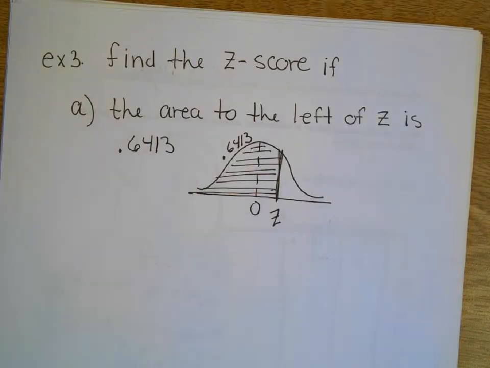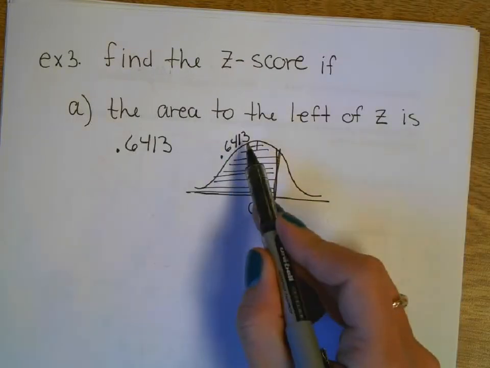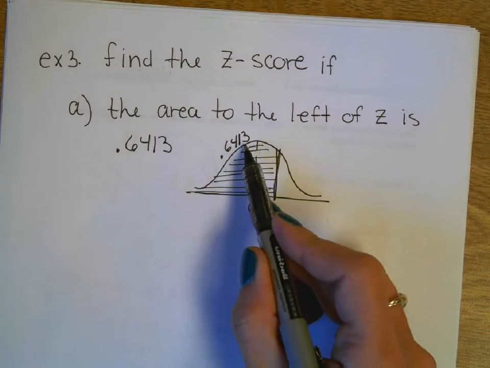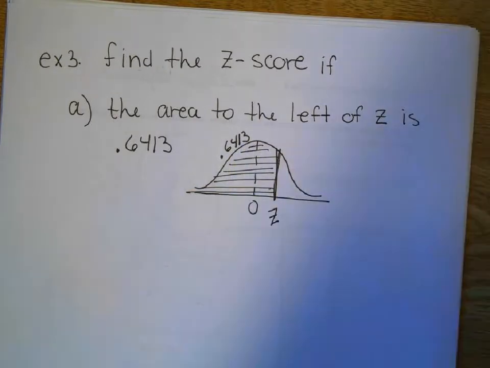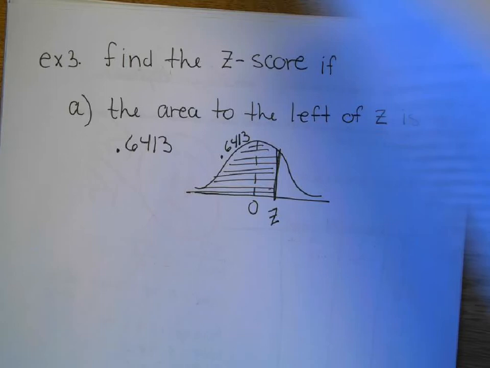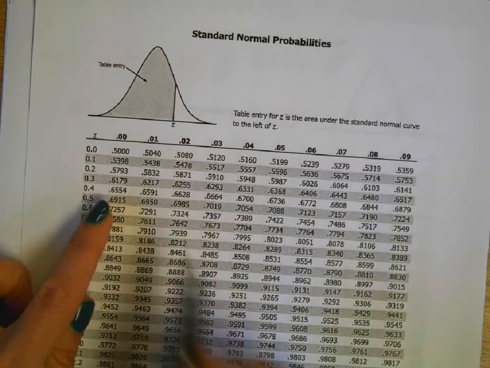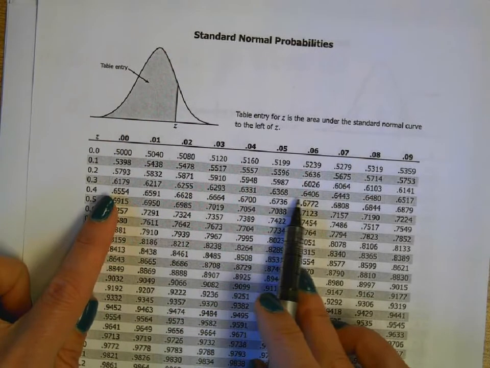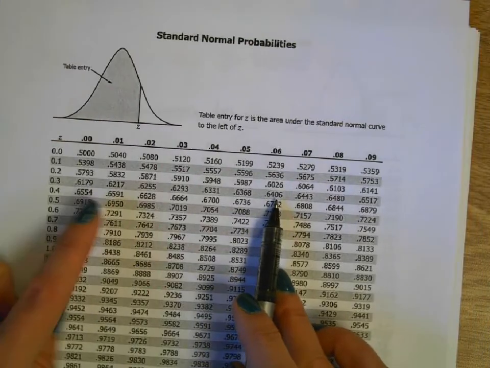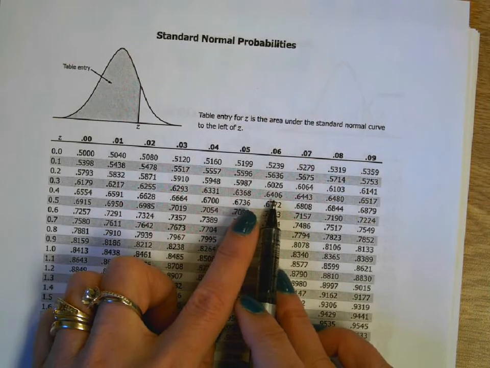So what do we have to do? Find it as close to it as we can get. You may not get the exact area, but you want the one that's as close to it as you possibly can. It'll be 0.6413. Let's see, where are we at? Okay, here's my 6, 4.